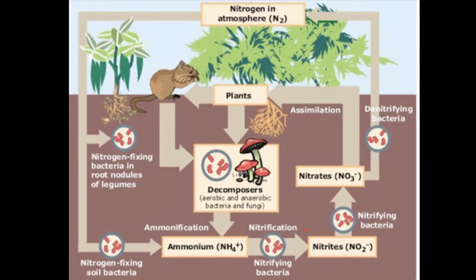Now, ammonium, NH4+, is not usable by plants, so plants will need to go through one more step of nitrifying bacteria, which will turn it into nitrite, and then another form of nitrifying bacteria, completely different from the original, will turn it into nitrate.